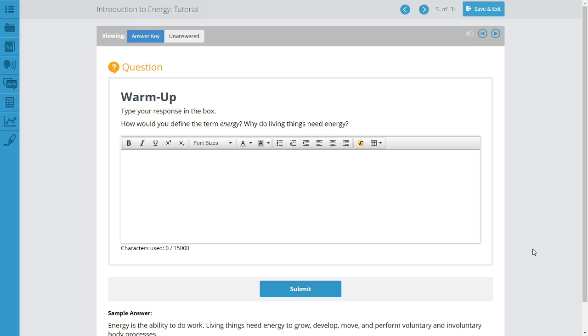Now, when you think do work, you mean like get up and go to work? No, I'm talking about anytime anything is done metabolically speaking in the biological world, it requires energy. But then outside of the biological world, anytime the wind blows, anytime the sun shines, anytime the rains fall, that is energy being used, okay? And it's the ability to do work. Now, living things need to grow, develop, move, and perform voluntary and involuntary body processes. That's called metabolism. And our metabolism requires energy. It's one of the reasons that we consume food. So I tell you all this because I want you to know that I expect that kind of an answer to be put in there, okay? Please make sure that you are doing that.